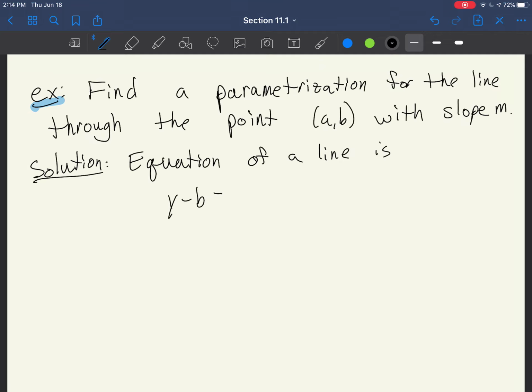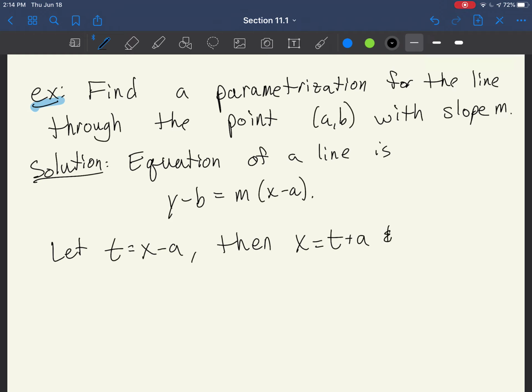So to do this, the equation of a line is y minus b equals m times x minus a. We have a lot of different options here for what we could do. We want a non-natural one, so we're not just going to let x equal t. Instead, we're going to pick something else for t to equal. We're going to group this x minus a together and make that equal to t. So let t equal x minus a.